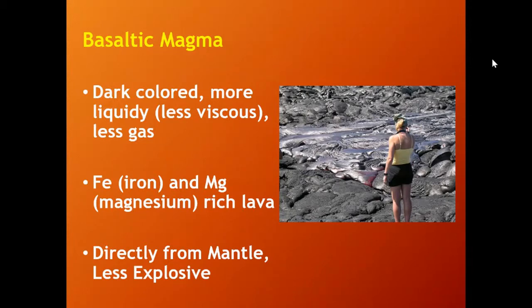It's thin, it's hot, it's runny, it comes directly from the mantle. It's dense, high in iron and magnesium. This is the stuff that paves the ocean floor. And actually, the rock that's harvested to create our roadways, our asphalt, those are actually basalt pebbles.